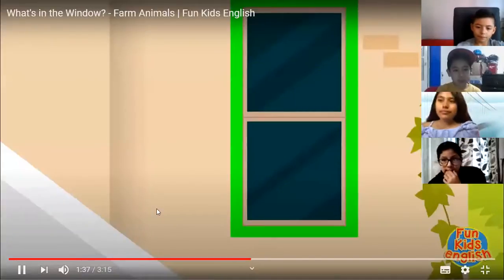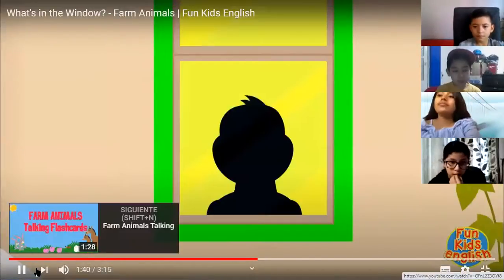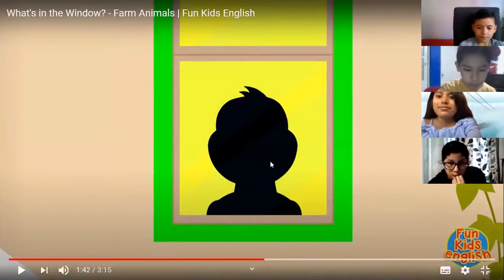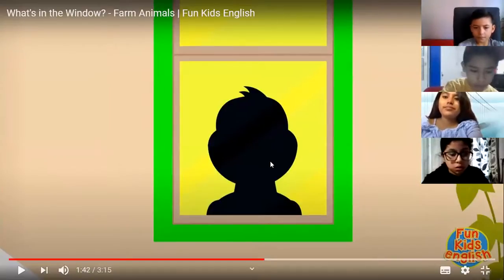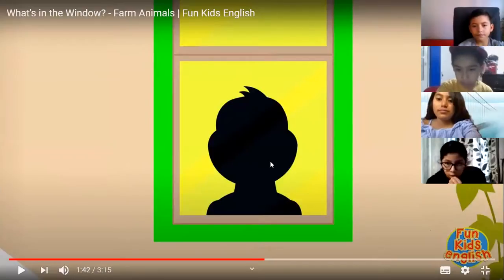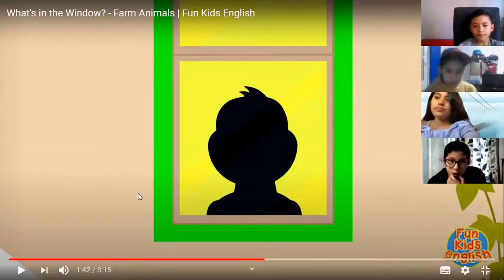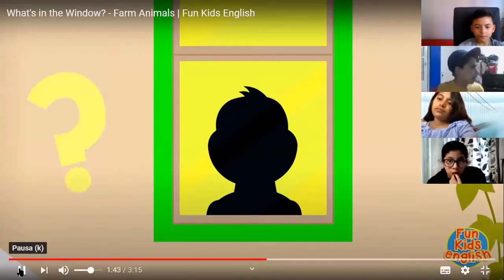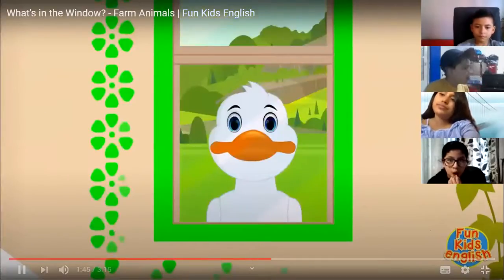Let's take a look in the green window. What is it? Yeah, Danny, Steven, Fer, Mimi, very good, Kathy. Okay, one more. Do you know what it is? It's a duck.